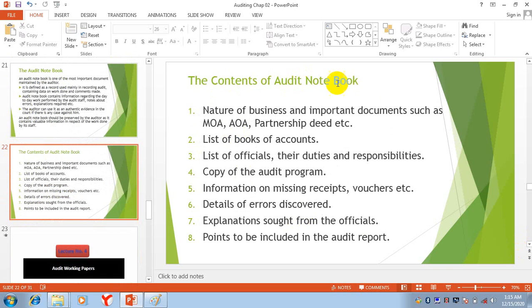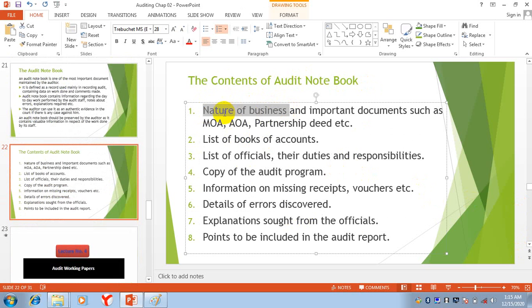Now the contents of the audit notebook. Which things will be included in this notebook? Nature of the business. It is important that we know the nature of the business, and important documents such as the memorandum of association and articles of association. If it is a partnership business, then the partnership deed, etc. So the important documents of the company, we are keeping in the notebook.